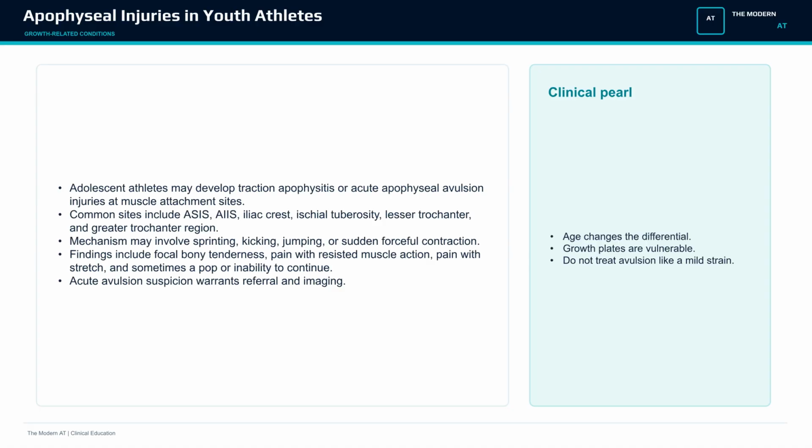Findings may include focal bony tenderness, pain with resisted muscle action, pain with stretch, a pop, or inability to continue. Do not treat a suspected avulsion like a mild strain. Refer for imaging when suspicion is present.